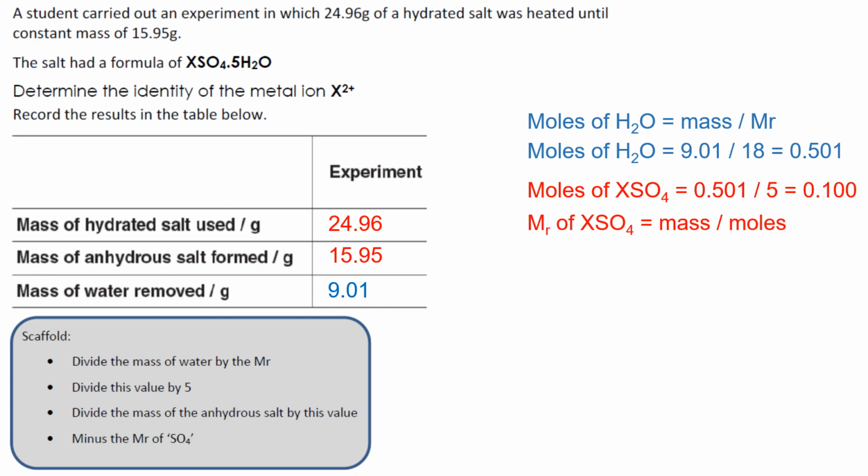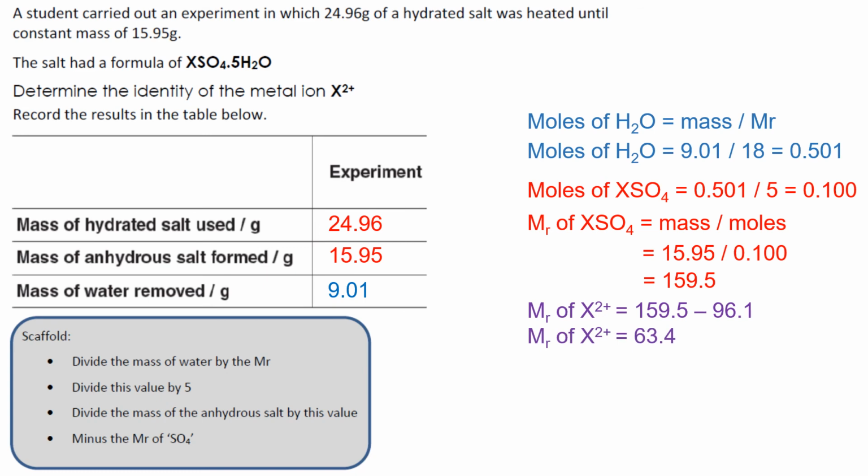Okay, I could then work out MR. Again, this is learning or remembering some equations to do with moles, and we'll learn all about these in another booklet. But rearranging that equation, MR is mass over moles. So the mass we've been given as 15.95. The moles is 0.1, so the MR is 159.5. We now need to take away the MR of SO4 because we're only interested in the X. So SO4 adds up to 96.1. So if you do 159.5 take away 96.1, we end up with 63.4.